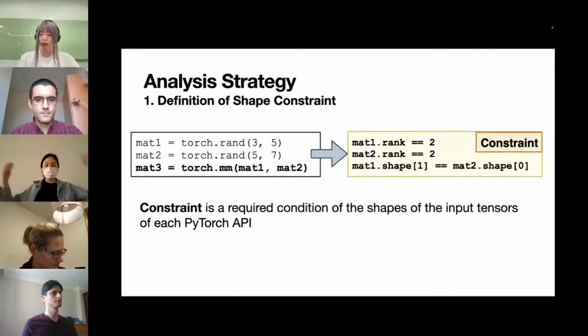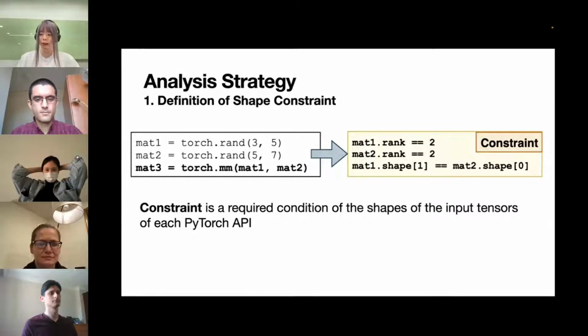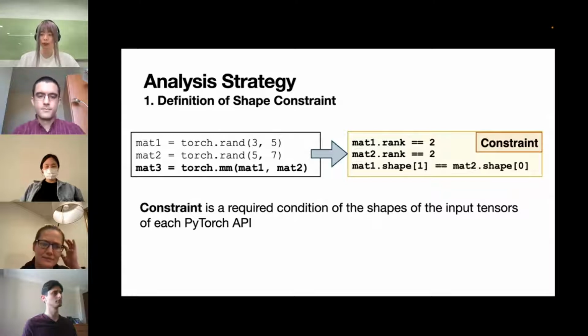In detail, we should define what the constraint is. In a word, a constraint is a required condition on the shape of the input tensors. If the constraint can be false in some paths, we should inform the user that the path is potentially unsafe.